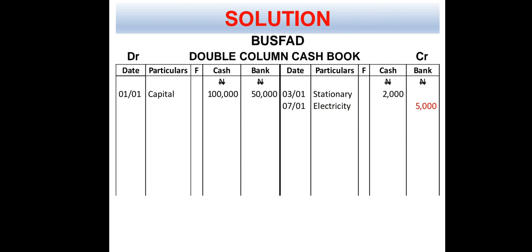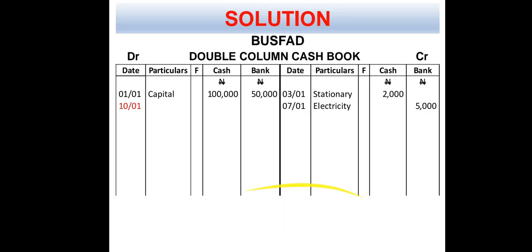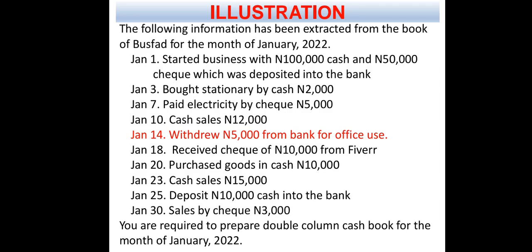So 5,000 naira. January 20, cash sales. When they sell goods, they receive cash. That means we are going to debit the cash book with 12,000 naira under cash. So January 10, that is 1001, sales, 12,000 naira. On January 14, we drew 5,000 naira from bank for office use.